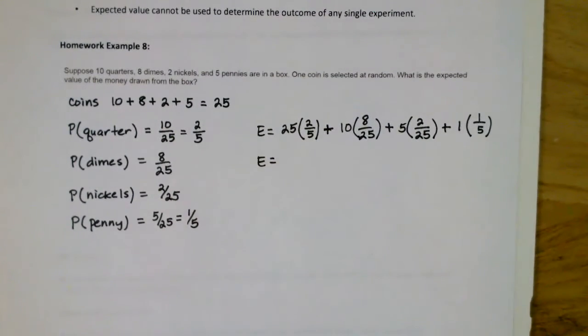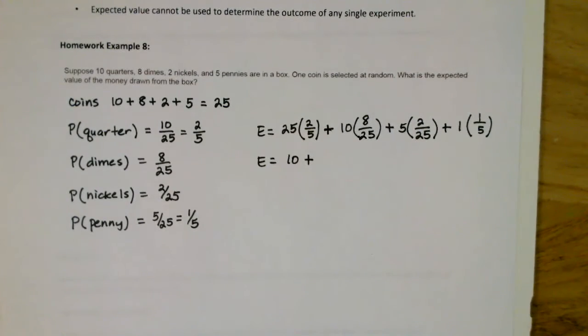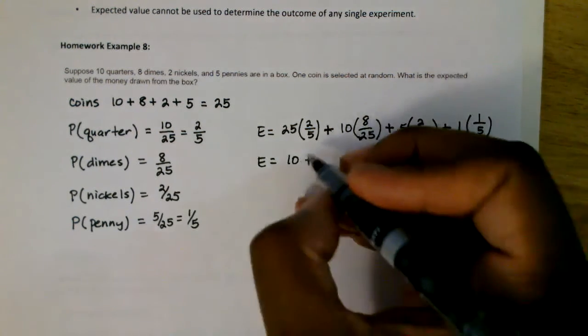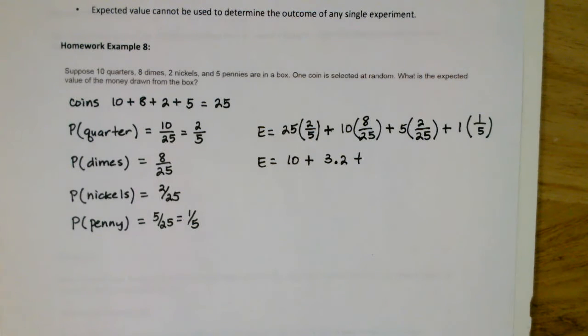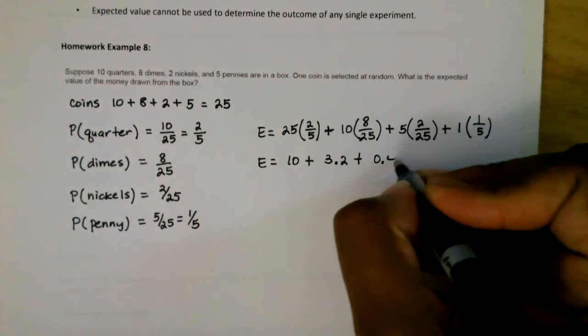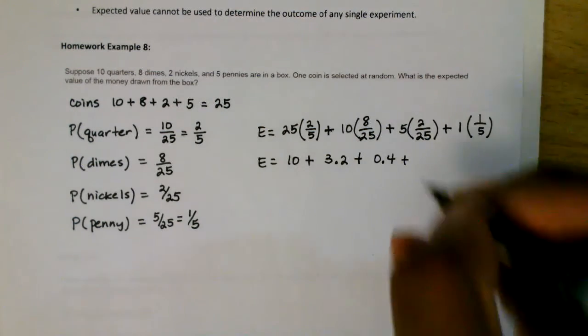So now let's simplify this if we can. Here I'm going to do 25 times 2 divided by 5, which is 10, plus 10 times 8 divided by 25. I come up with 3.2, plus 5 times 2 divided by 25 equals 0.4. And then 1 divided by 5, 0.2.